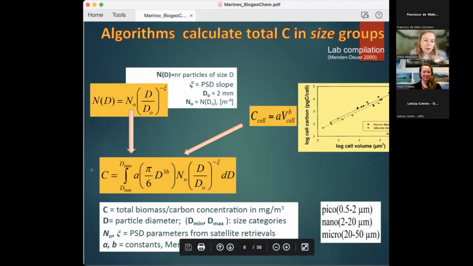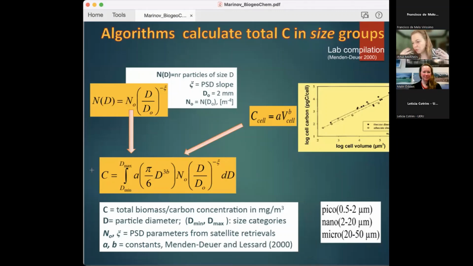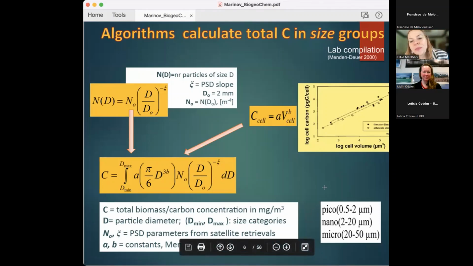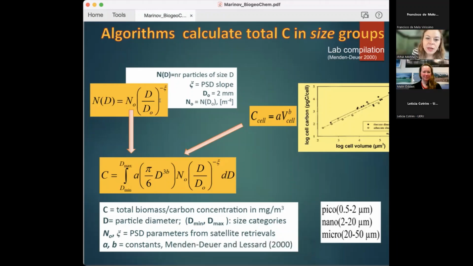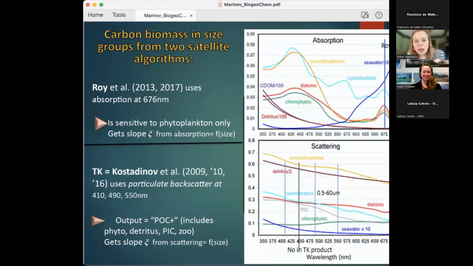For this exercise, for both of these algorithms, we used 5 years of SeaWiFS data set in the 2000s, and both algorithms use a very similar procedure of calculating the total biomass with similar coefficients. What differs between these two products is the particle size distribution slope.